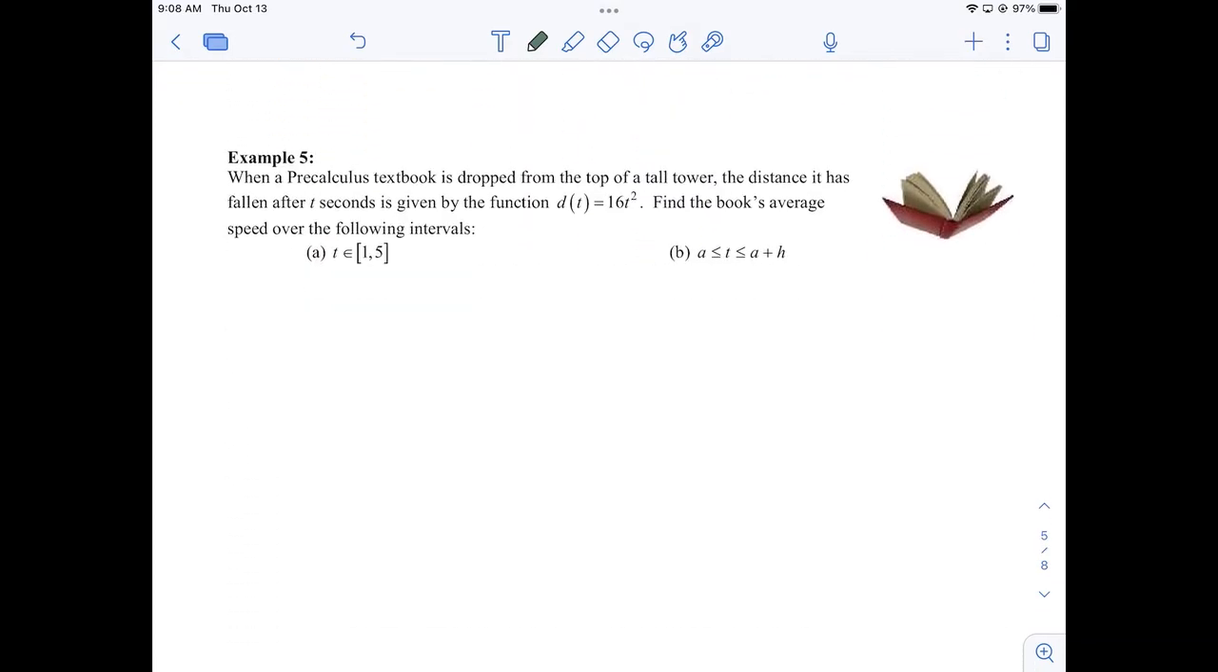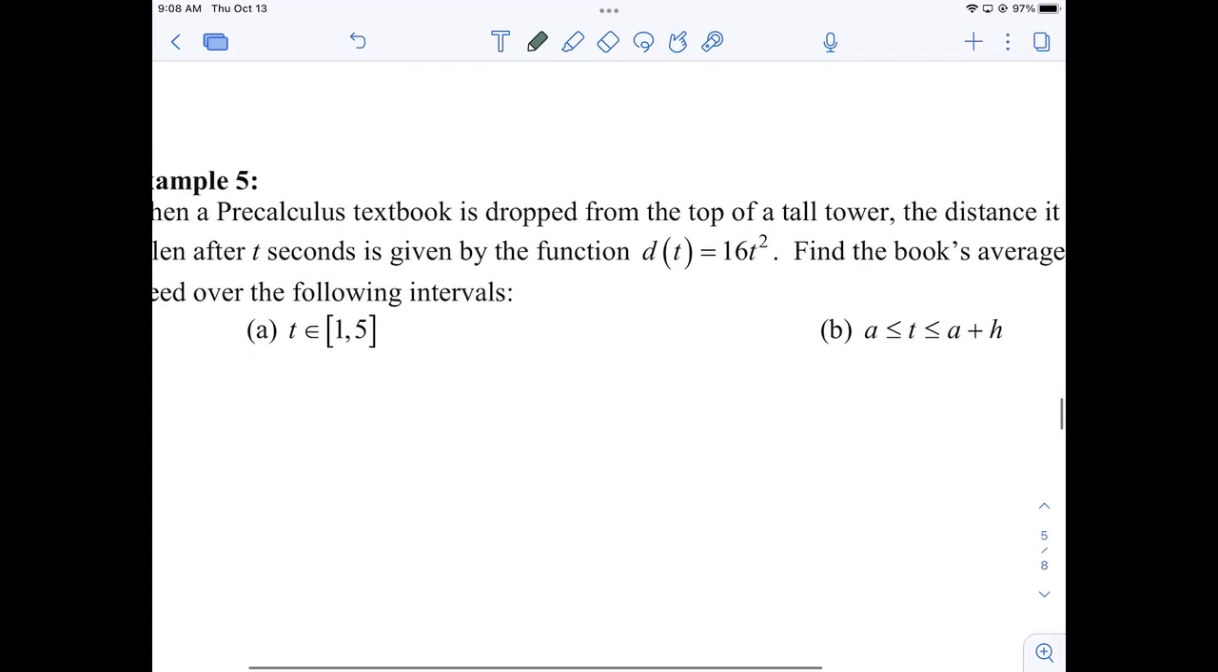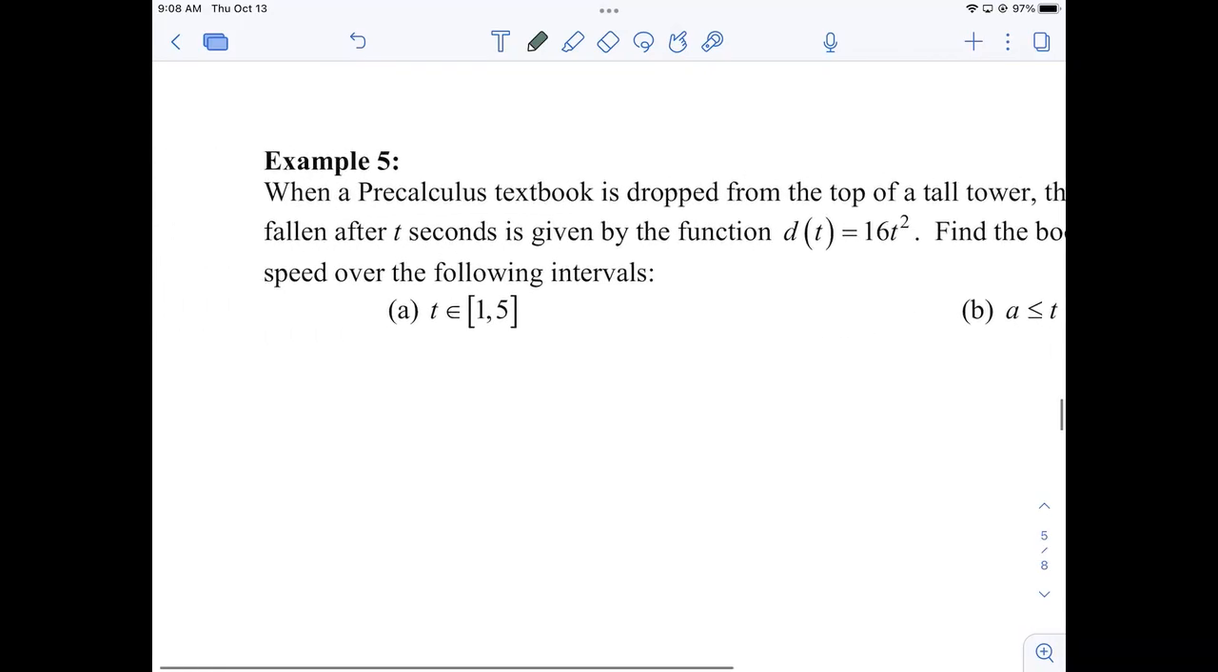Speaking of physics, let's look at this. This is an easy one. A pre-calculus textbook is dropped from the top of a tall tower. Who on earth would do that? A frustrated student, for sure. The distance it has fallen after t seconds is given by the function d of t equals 16 t squared. Find the book's average speed over the following intervals. Okay, and we'll say that the distance that it has fallen, we'll say in feet. Let's go ahead and give units of feet.